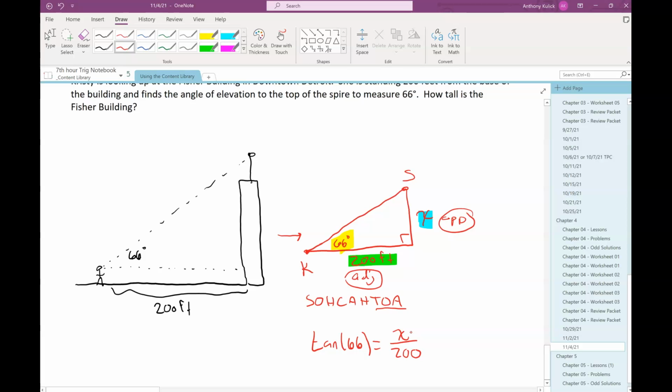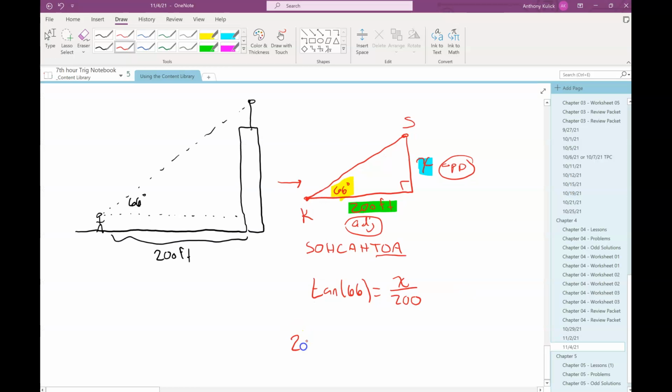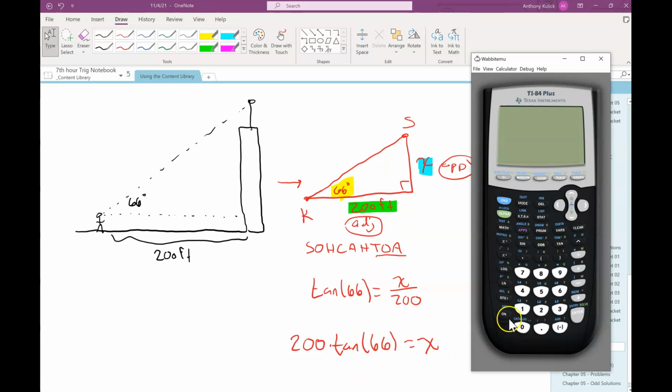Everybody cool so far? To solve this for x, I'll multiply both sides by 200 to get rid of the fraction. And then it's calculator time. Before I start punching this into my calculator, though, what do I need to make sure that I check? Yeah, my mode. I need to make sure I'm in which one, degrees or radians for this problem? Degrees. How do I know it's a degrees problem? Because we have an angle.